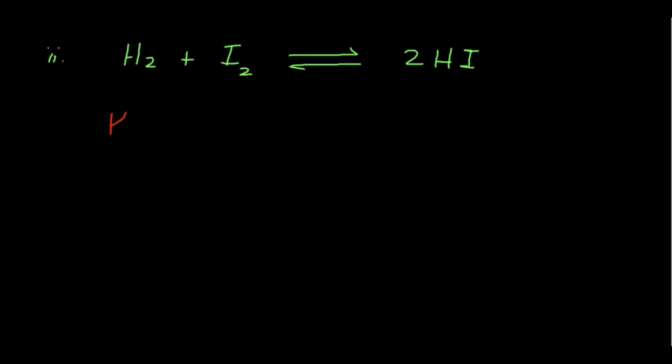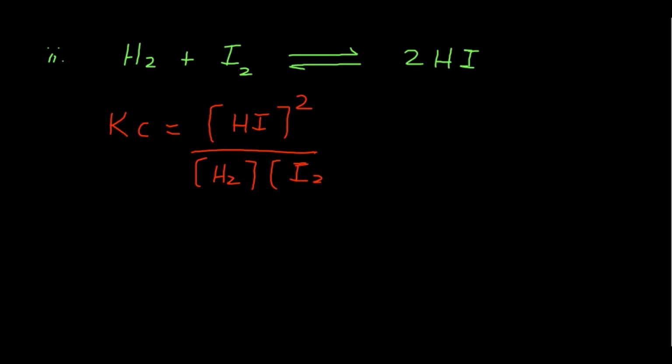Kc is equal to, what is the product of this reaction students? Hydrogen iodide. How many moles are given? 2. So 2 should be written in the form of power, hydrogen into iodine. Reactants should be written as denominator.